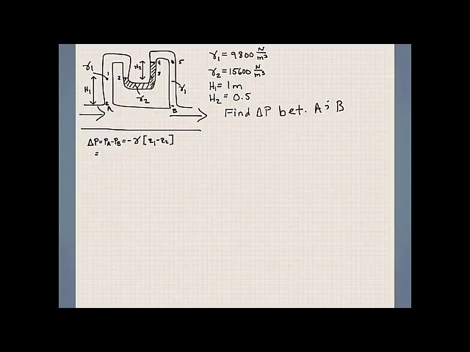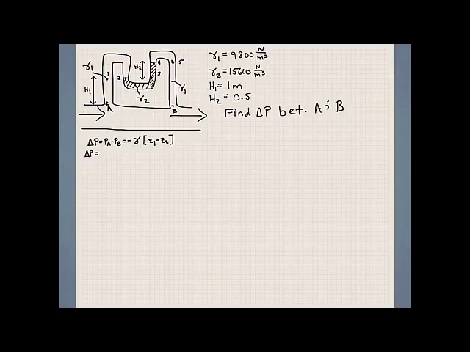All right, so delta P. So let's look at this. So we have some fluid. It looks like this is water. The specific weight is given to us for both of these fluids. So we're going to start at point A.